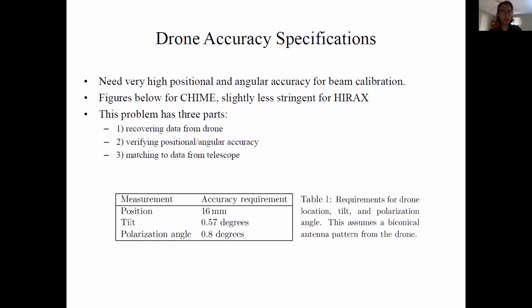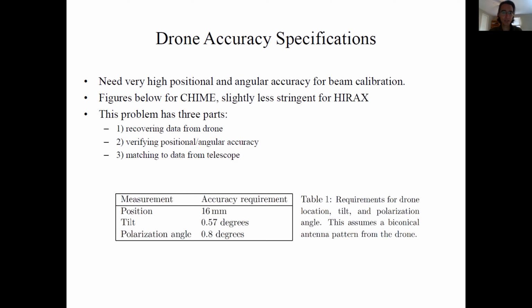So then some of the things that make this difficult is that you need very high positional accuracy to actually get a good picture of your beams. So you don't necessarily need to be able to command your drone to these precisions, but you need to know where it is, so that you can reconstruct the map. And the specification that we have for CHIME is slightly less stringent than for HIRAX, but less than 2 millimeters is the accuracy that we're shooting for.